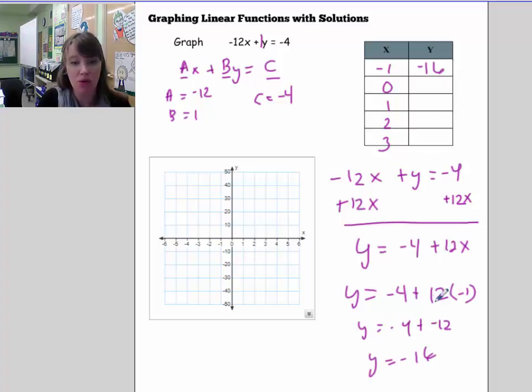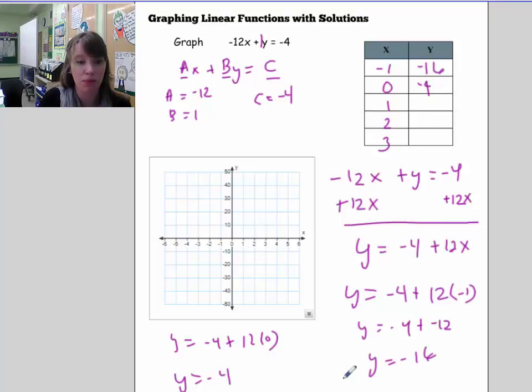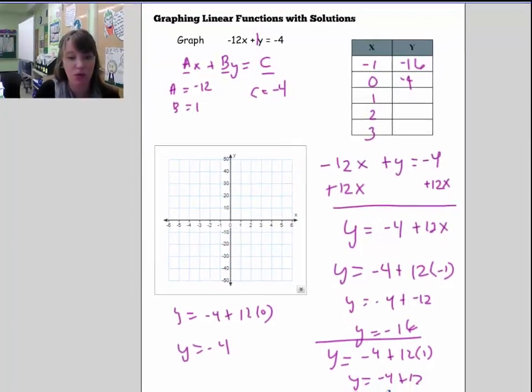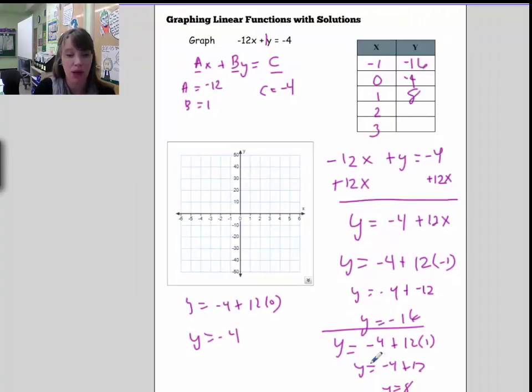Okay. If I put 0 into this, I'd have y is equal to -4 plus 12 times 0. So y must be equal to -4. If I put 1 in there, I would get y is equal to -4 plus 12 times 1. So y is equal to -4 plus 12. Y is equal to 8. In the interest of time, I'm just going to run them through in my head here. You should be writing down the equations, however. So if I put 2 in there, it would be 24. 24 plus -4 is 20. If I put 3 in there, that's 36, plus -4 would be 32.